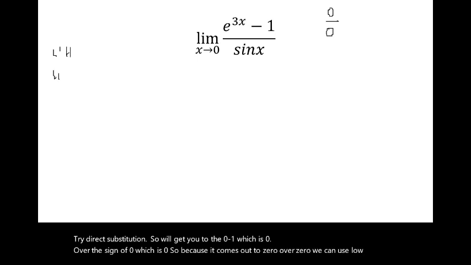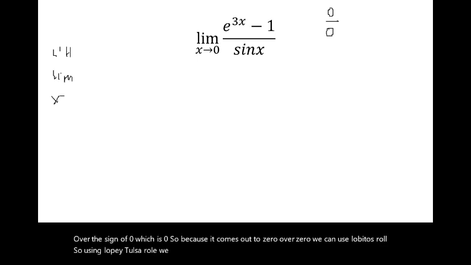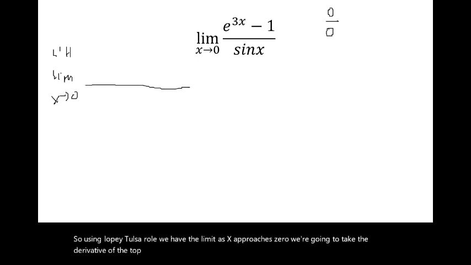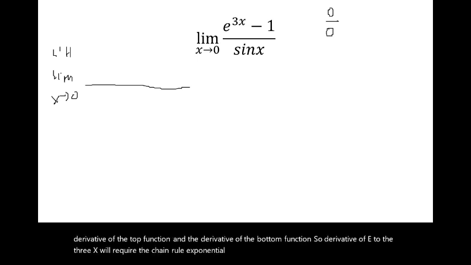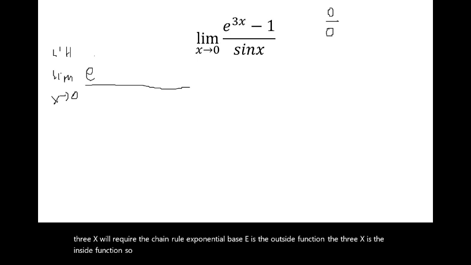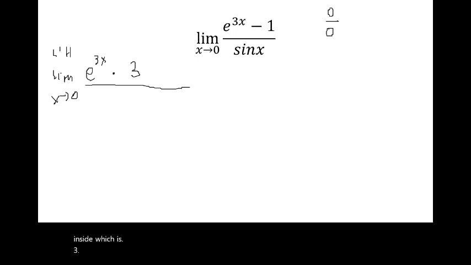So using L'Hopital's rule, we have the limit as x approaches 0. We're going to take the derivative of the top function and the derivative of the bottom function. So derivative of e to the 3x will require the chain rule. Exponential of base e is the outside function. The 3x is the inside function. So derivative of the outside is itself, e to the 3x, times derivative of the inside, which is 3. Then for the derivative of the bottom, derivative of sine x is cosine x.